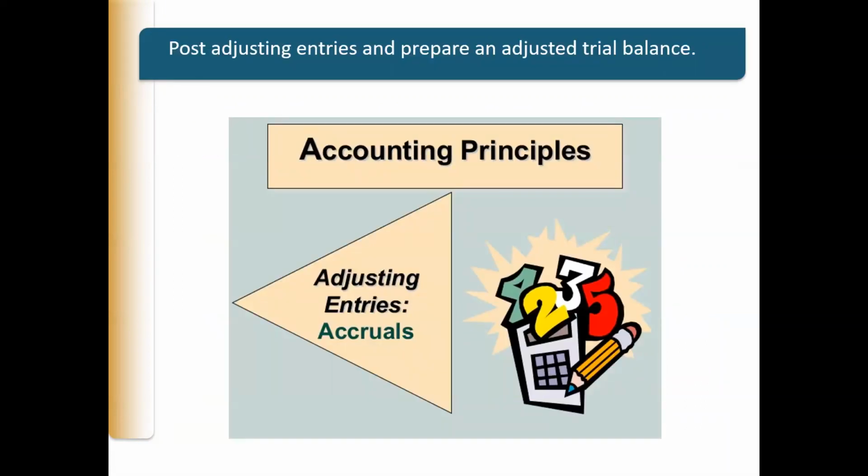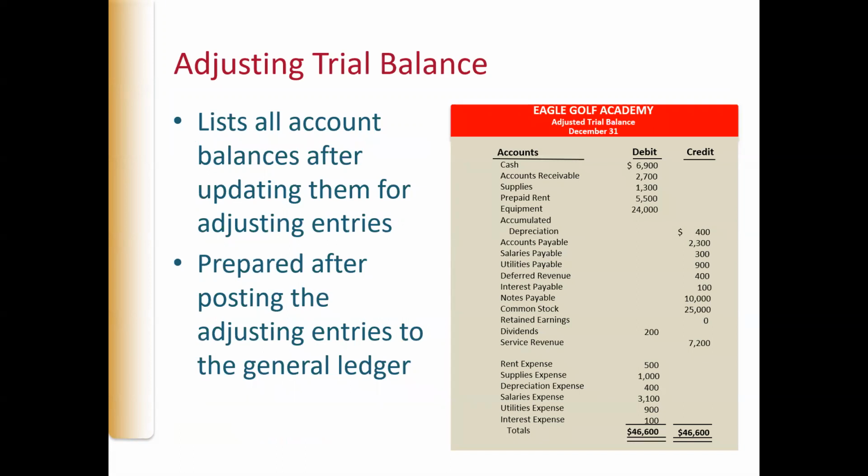So what we're going to do after we're familiar with these adjustments, we're going to then prepare what we call an adjusted trial balance. This adjusted trial balance lists every account balance after updating them for these adjusting journal entries. We prepare this after we create our adjusting journal entries, because guys, this trial balance is what we'll use to prepare our income statements. Remember, the total debits must equal the total credits.